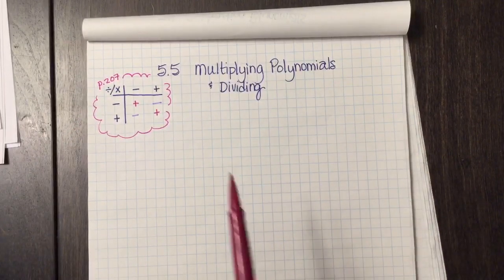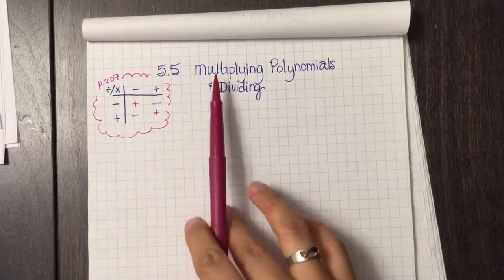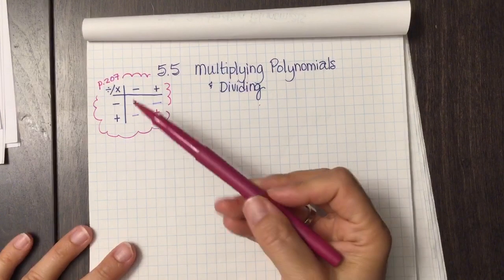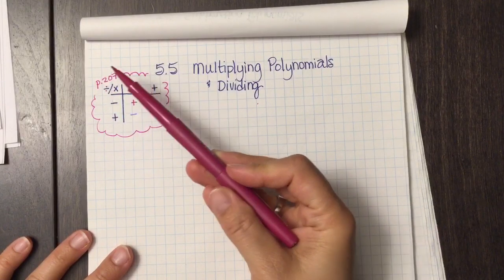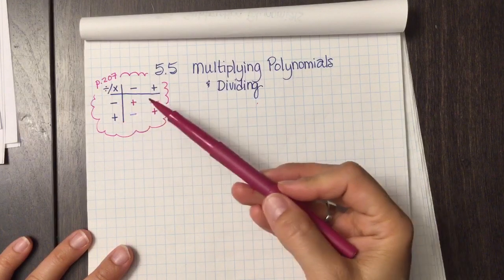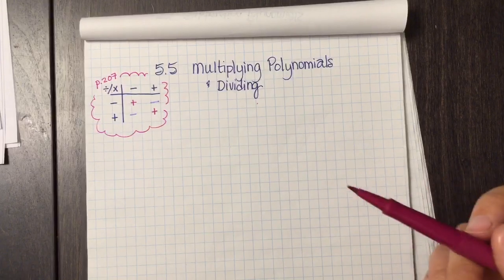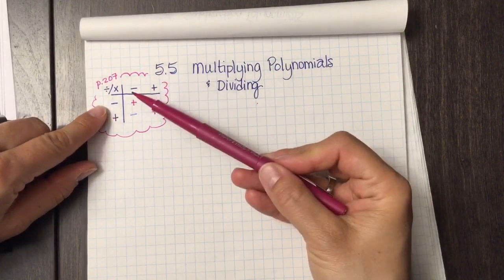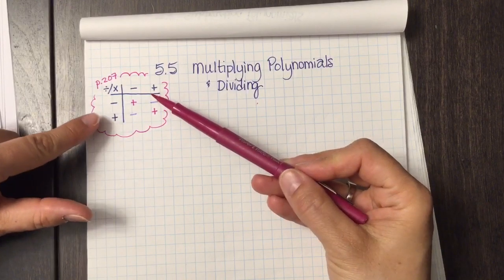Okay, so we're going to do a quick video on 5.5, multiplying and dividing polynomials. And I just wanted to refresh us on page 207. It has this little table that tells us what kind of products and quotients we're going to get when we multiply or divide different values that have different signs.